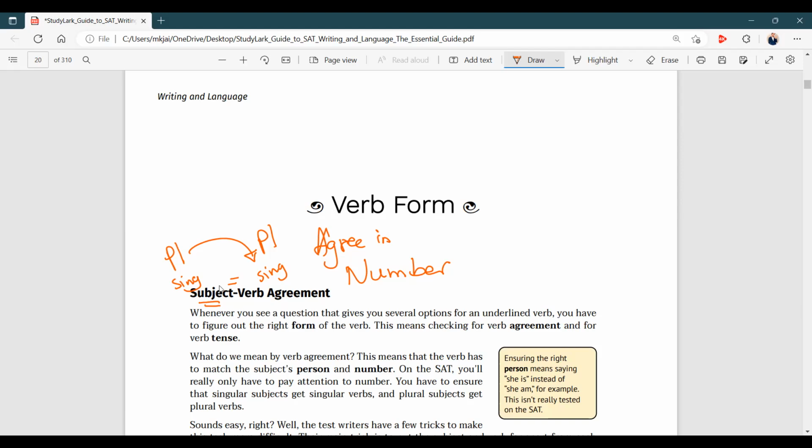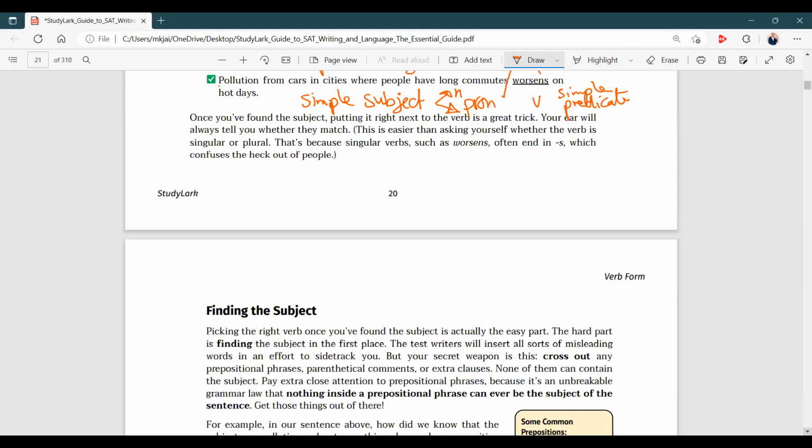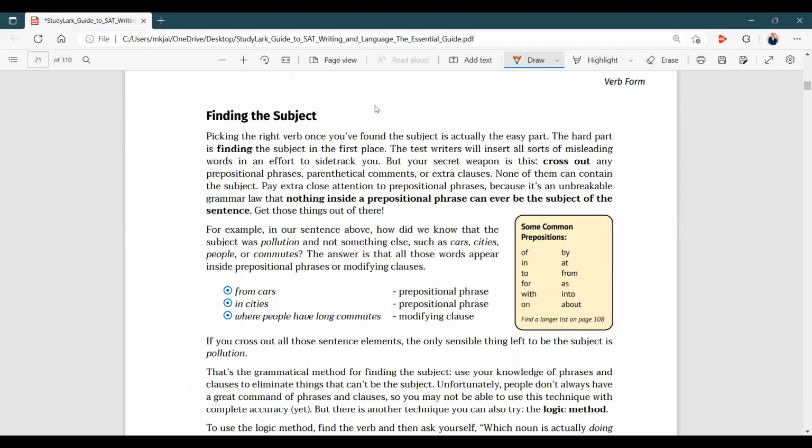So to solve subject-verb agreement errors, what should I do? Just focus on the essential elements, the subject and its verb. So how to find the subject? You have to cross out, or get rid of, all the extra parts. If you want to find the subject, you're either looking for the noun or pronoun.